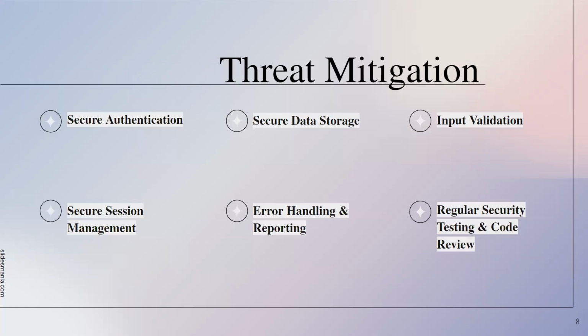Next is the threat mitigation. A robust threat mitigation plan helps establish procedures to avoid threats, minimize threats, or reduce the impact of the threats on organizations. It guides organizations on how they can bear and control threats. This helps the business in achieving its objectives. Some points that were included in the threat mitigation plan were secure authentication, secure data storage, input validation, secure session management, error handling and reporting, regular security testing, and code review.